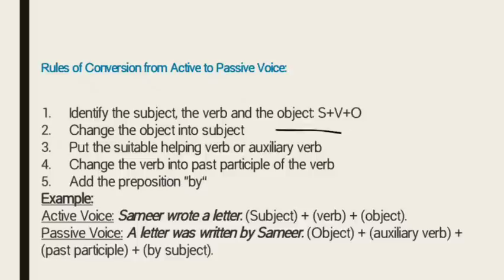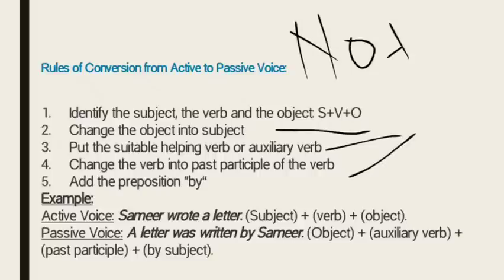First, identify the subject, main verb and object in the sentence. Second, swap the subject with the object. Third, convert the main verb into the third form of the verb. Fourth, add the proper helping verb of the to be before the main verb. And number fifth, add the preposition by before the subject. Note that we use with, not by, to talk about an instrument used by the agent.